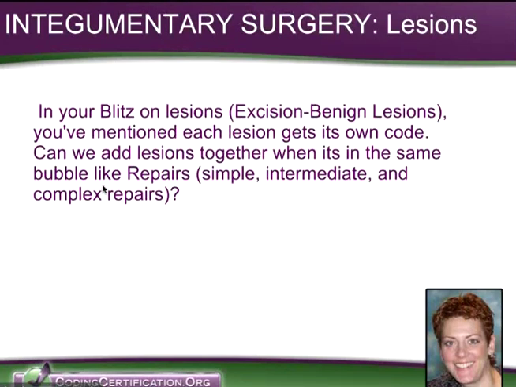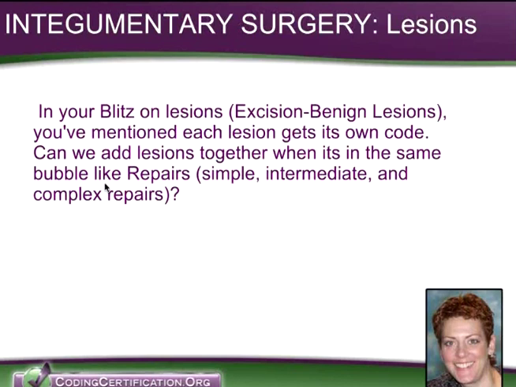All right, the first question is on the integumentary surgery section about lesions. It says, in your Blitz on lesions, you mentioned each lesion gets its own code. Can we add lesions together when they're in the same bubble, like repair, simple, intermediate, and complex? The answer is no, you cannot. This is a common newbie mistake, adding lesions together. You want to only add repairs together.